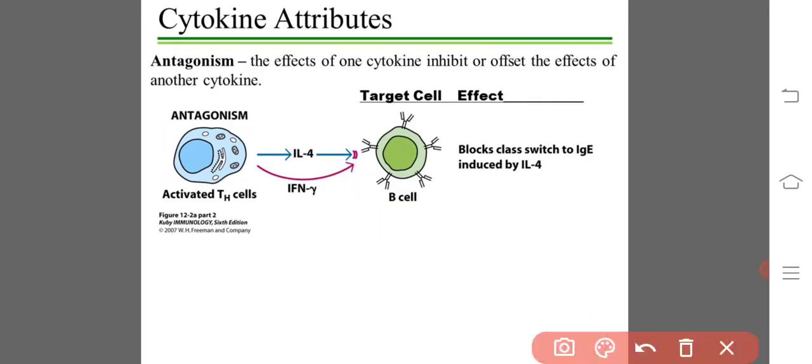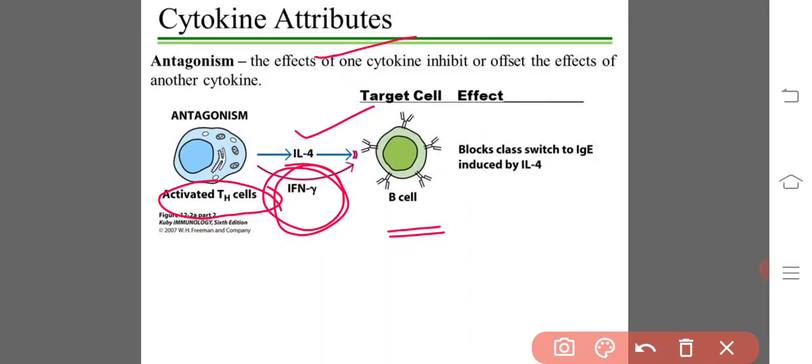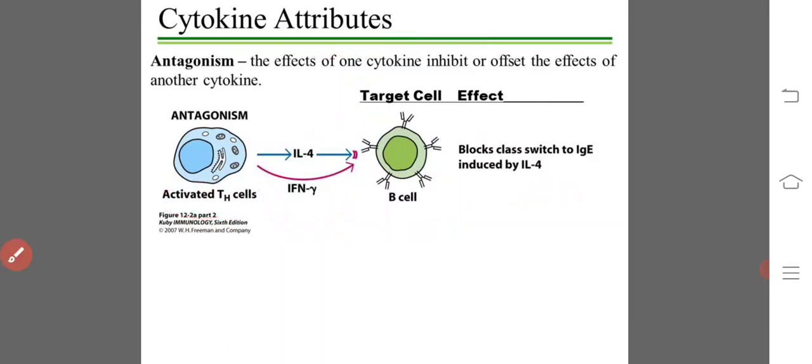And antagonism is the opposite effect, an inhibitory effect. The effect of one cytokine inhibits the effect of the other cytokine. Here activated T helper cells produce IL-4, interleukin 4, and thereby the activity of interleukin 4 is inhibited by interferon gamma. So it blocks the class switch to IgE induced by IL-4. So here it is an antagonistic effect, an inhibitory effect. One cytokine inhibits the effect of the other cytokine.